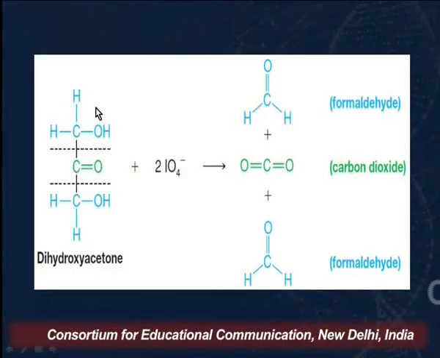In dihydroxyacetone, we have a primary hydroxyl group here, again we have a primary hydroxyl group here, and we have a ketonic group here. So what do we do? We will fragment this, we will cleave the bonds between the carbons containing the hydroxyl group and the one containing the carbonyl group. So when we do so, we are getting one fragment, a second fragment, a third fragment.